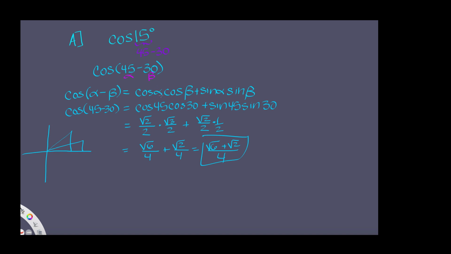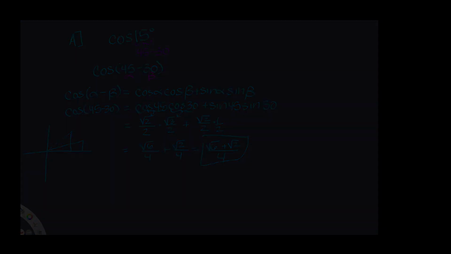We could substitute for alpha and beta, substitute 45 and 30, and then you go ahead and evaluate. So the cosine of 45 is right here, cosine of 30 is right here, etc. You evaluate, you add the fractions, and you're done.